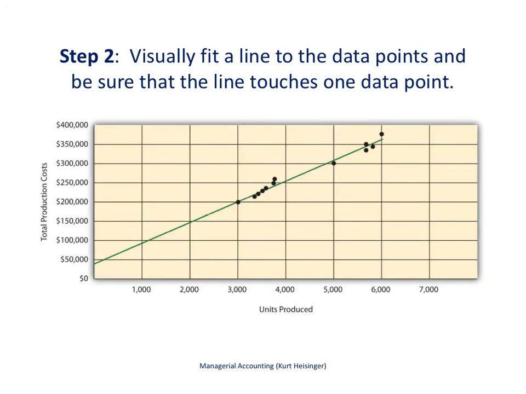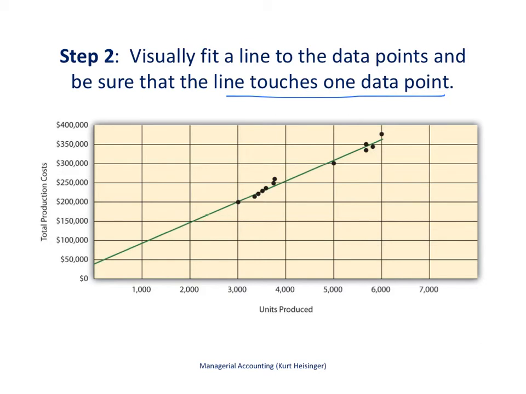Step 2 then is to visually fit a line to those data points that we plotted in the previous step. So you'll see here that this green line represents the best fitting line that we could come up with for those data points. And best fitting meaning that we want to get the line as close to each point and collectively to the points as possible. And remember, we need to make sure that the line touches at least one data point. It's fine if it goes through several data points, but we have to touch at least one data point because we're going to need that later on in a future step.